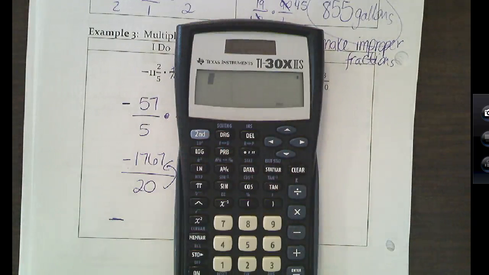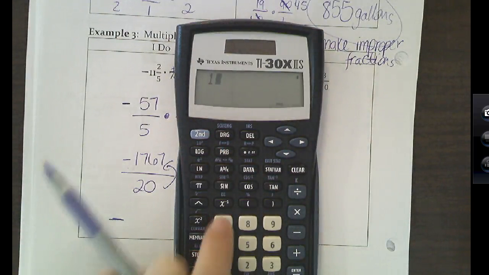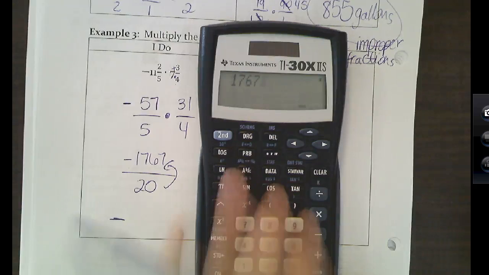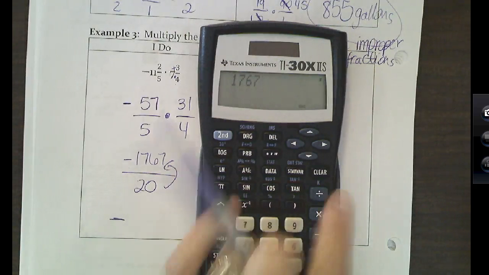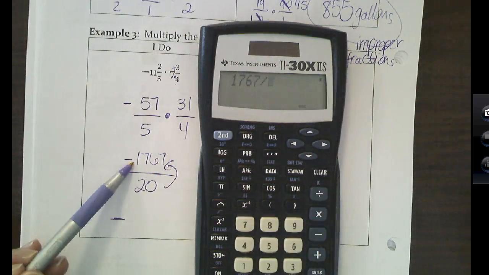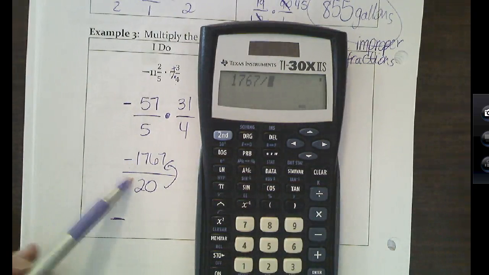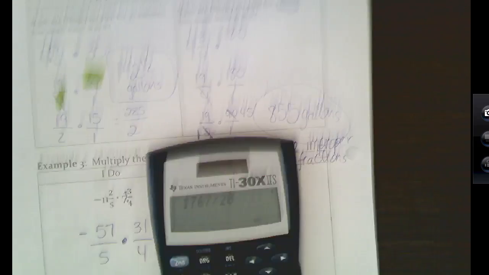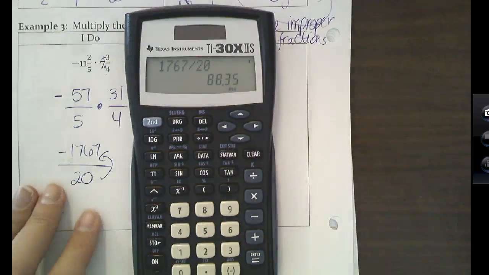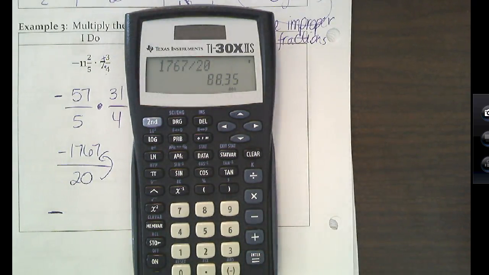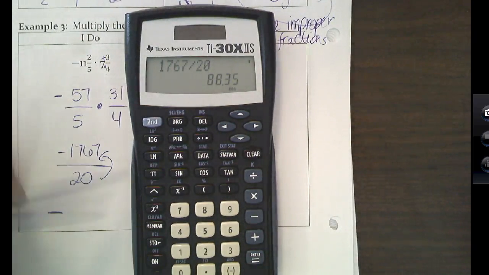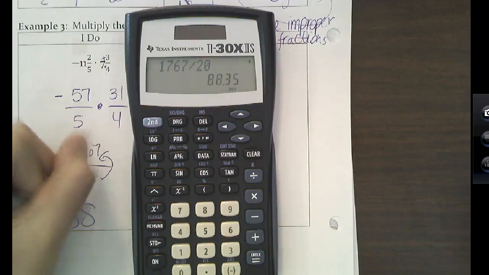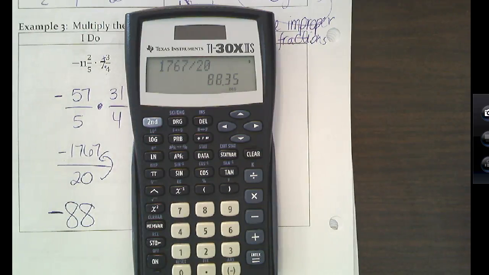Grab your calculator and type in 1767 divided by our denominator. Hit enter, and I'm getting 88.35. Is that what you guys are getting? So that means that my whole number is going to be 88. So I'm going to go ahead and write a big old 88. That's my whole number.